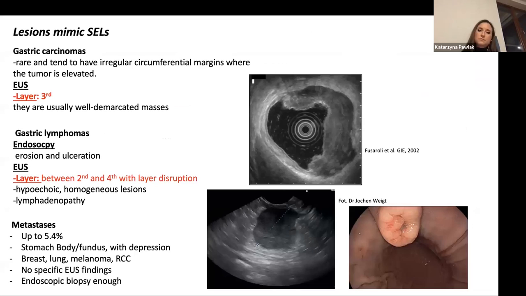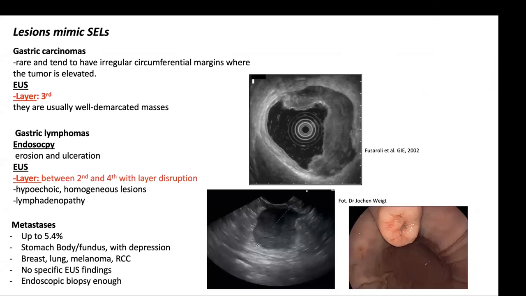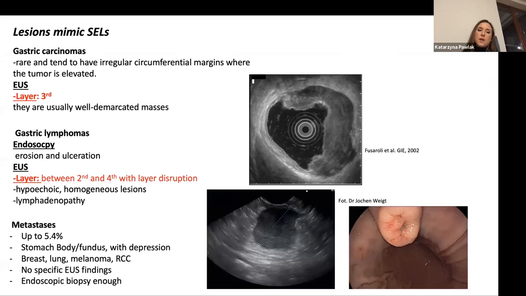There are a couple of lesions which can mimic subepithelial lesions in the stomach, and here you should think about gastric carcinomas, for which you should look at the third layer, and they are usually poorly demarcated masses. Here you should also check for gastric lymphomas, endoscopically seen as erosions, sometimes with ulceration. However, you should look for a thickening of the gastric wall on EUS examination, especially between the second and the fourth layer with layer disruption, and you will see it here.